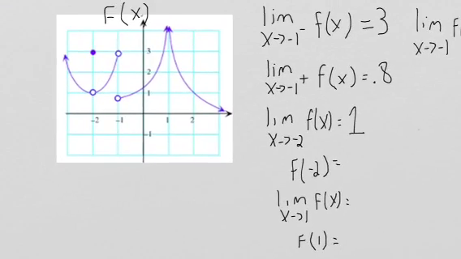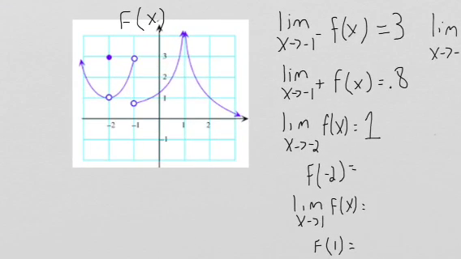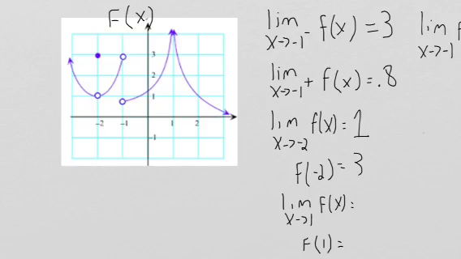f of -2. Alright, so this is an important distinction to make. So the limit as x approaches -2 is equal to 1, as we already talked about, right? But the second that we actually hit -2, the graph jumps up here, and that's the point, right? So there's a hole at -2. That's what we're approaching as x approaches -2, right? But then at -2, f of x is equal to 3. So we say f of -2 is equal to 3.